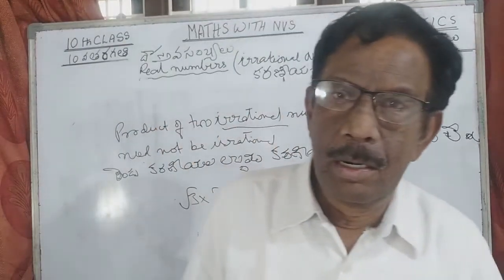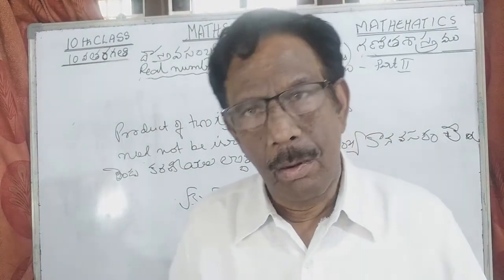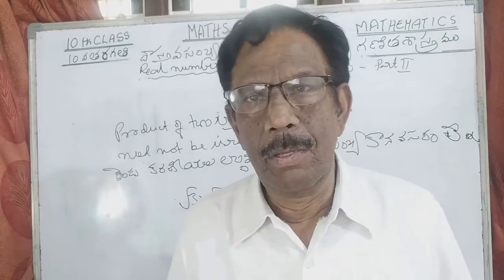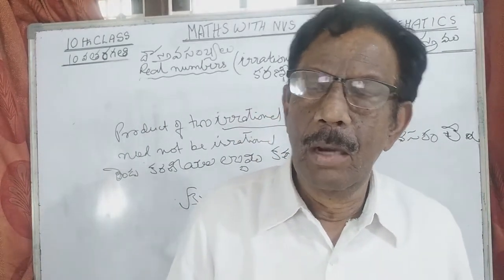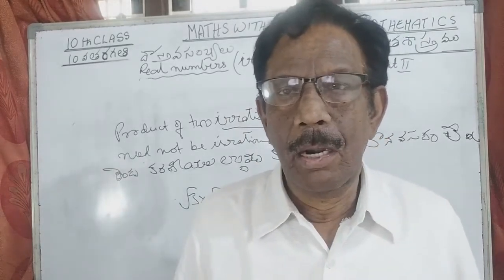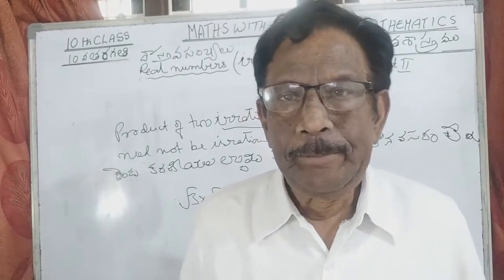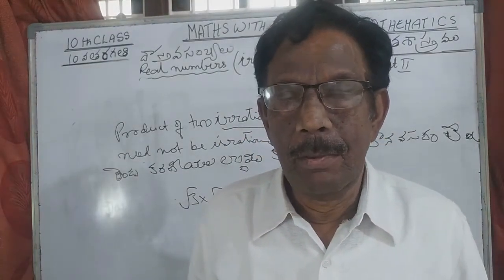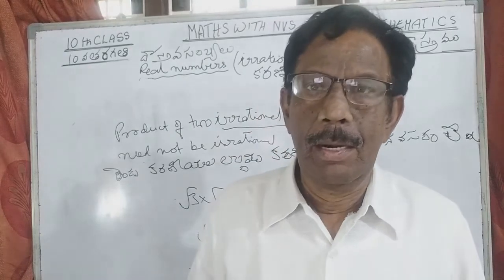Product of an irrational and rational is always irrational. Sum of an irrational and rational is always irrational. Difference of irrational and rational is always irrational. Division of irrational and rational is always irrational. But here, product of two irrational numbers may be irrational or rational.